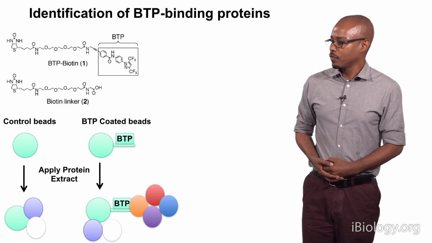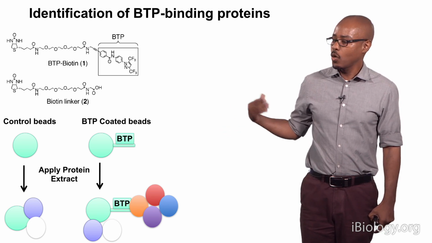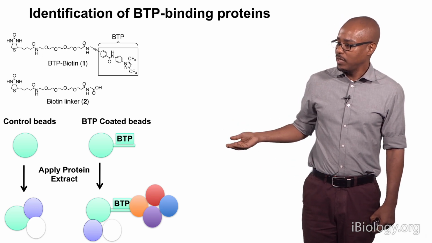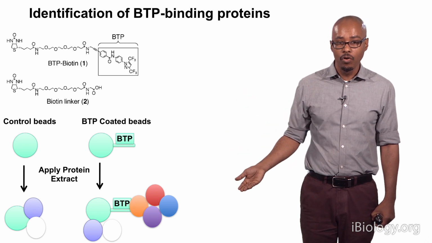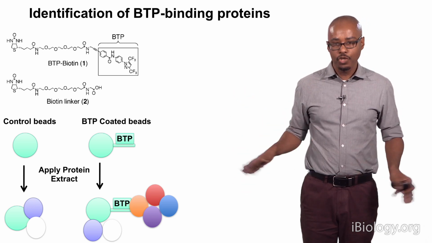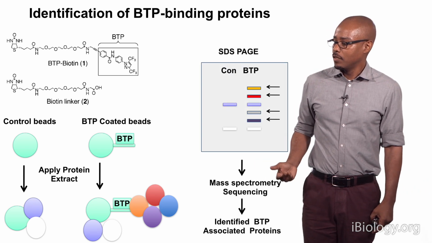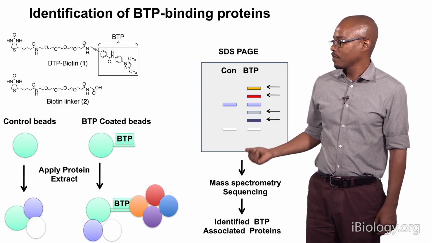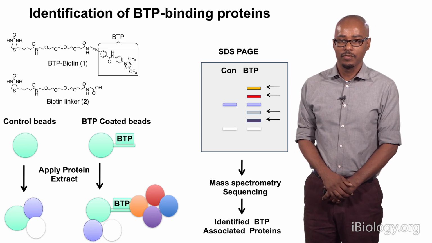And so that experiment is shown over here. You can see that we would take control beads and coat them with just the linker and biotin, or beads that had the BTP. We would pass a protein extract over those beads. We would wash away all the extraneous material, and then we would analyze the proteins that actually specifically interacted with the beads on SDS-PAGE gels by mass spectrometry to identify BTP-associated proteins.